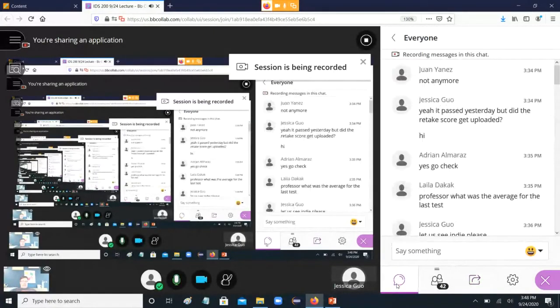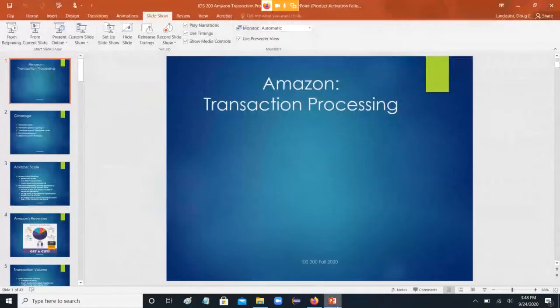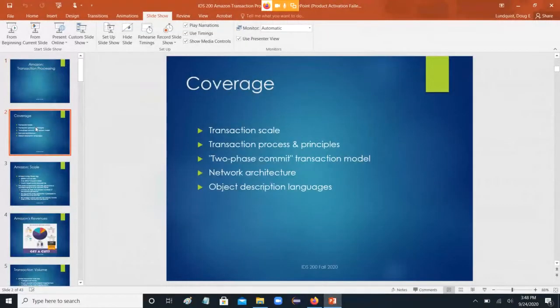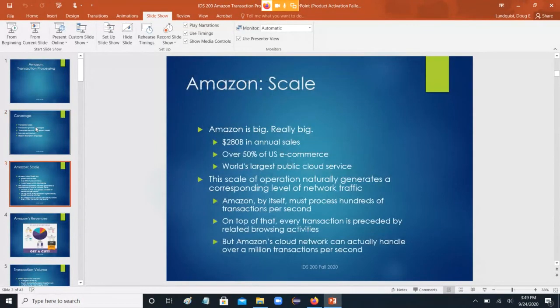Okay, so anything here? So we're going to get started then on Amazon. Our coverage: first of all, transaction scale, process and principles, and eventually we'll get into the two-phase commit transaction model. That's kind of the core of this lecture. Then a little bit afterward, we'll talk about network architectures, client-server and N-tier architecture in a little bit of detail, and then object description languages. So that's what we're going to do today. Not all of that today.